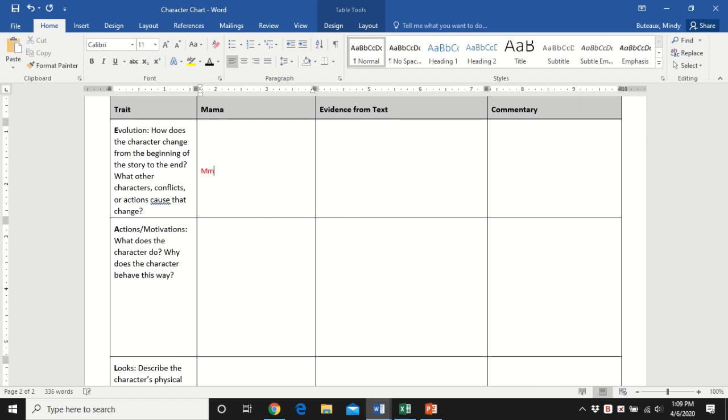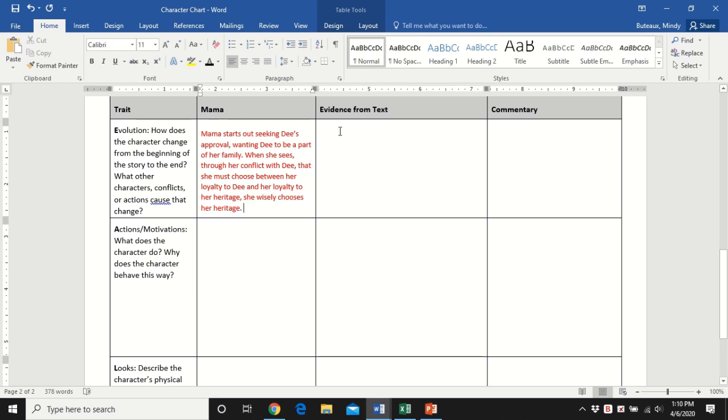So let's write that down. Mama starts out seeking Dee's approval, wanting Dee to be a part of her family. When she sees through her conflict with Dee that she must choose between her loyalty to Dee and her loyalty to her heritage, she wisely chooses her heritage.